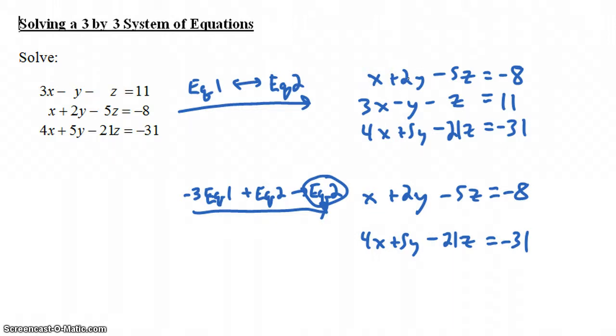Next with the y's, we have -3 times 2y, that's -6y, plus another -1y, which gives us -7y. Now -3 times -5z would be plus 15z, and 15z plus a -z would be 14z. Finally, on the right-hand side, -3 times -8 is positive 24, and 24 plus 11 is 35. So you see what we've done here. We've done -3 times everything up here and added it to the second equation, and we got a new second equation.